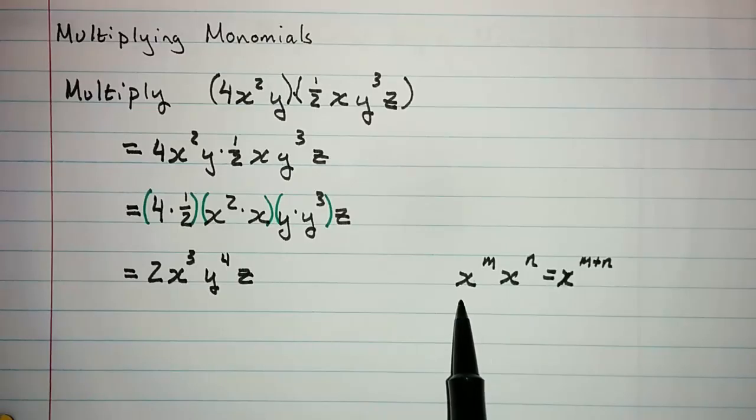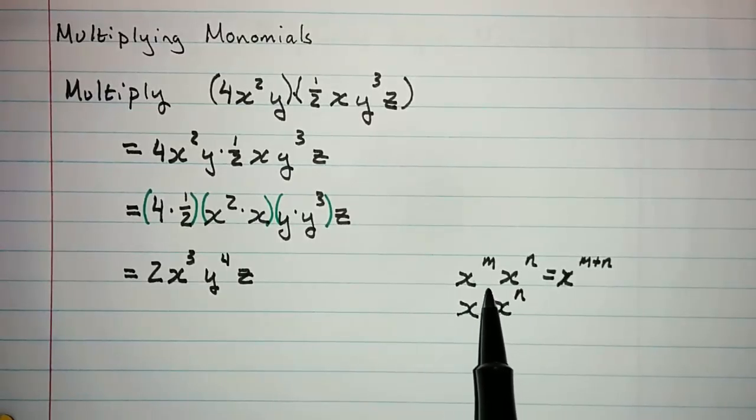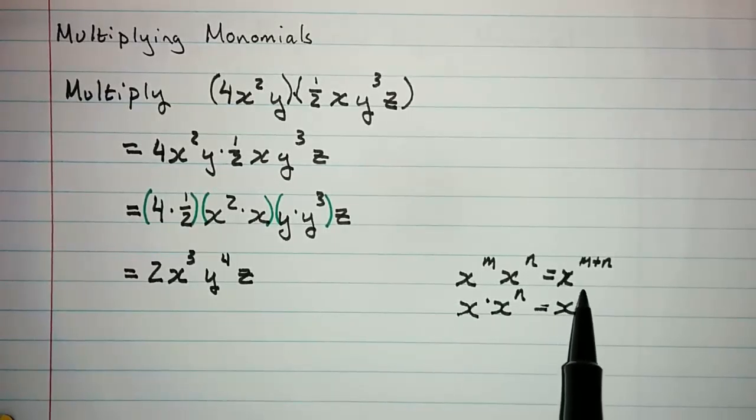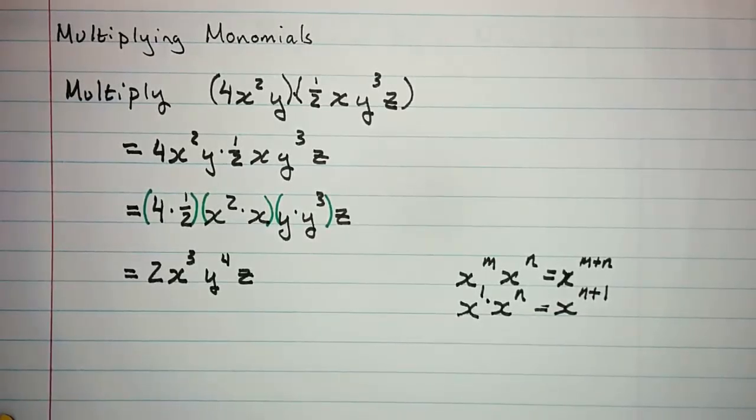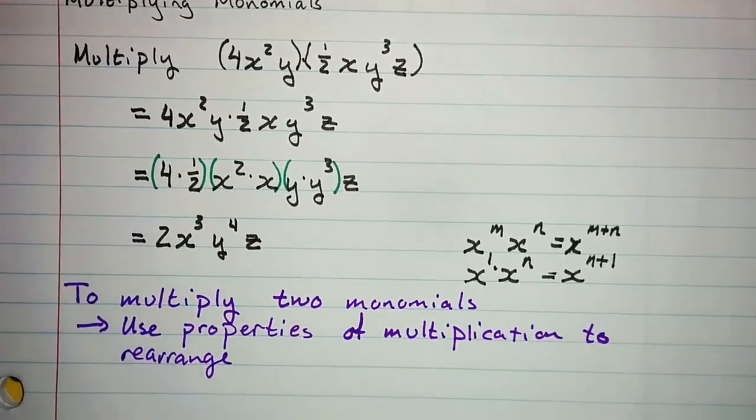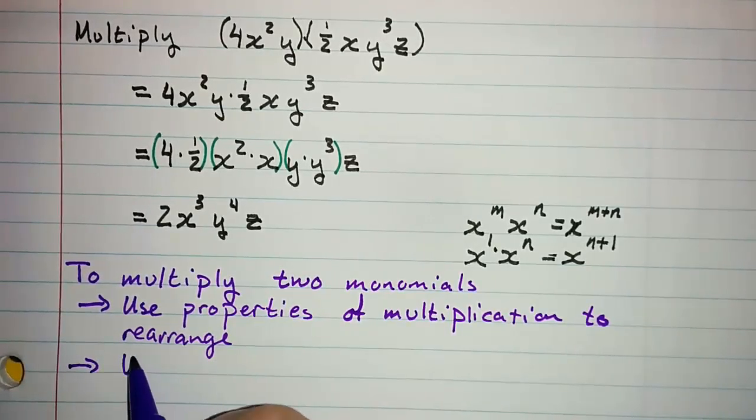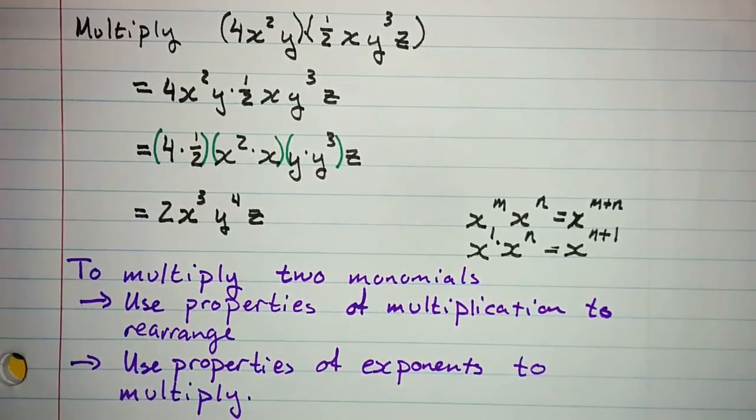Of course, it's also helpful to remember that if one of the powers is 1, if there's no exponent, it's invisibly 1. I just add the 1 to the other exponent. So what do we do when we multiply 2 monomials? We use the properties of multiplication to rearrange, and then we use the properties of exponents to multiply. And that's all there is to it.